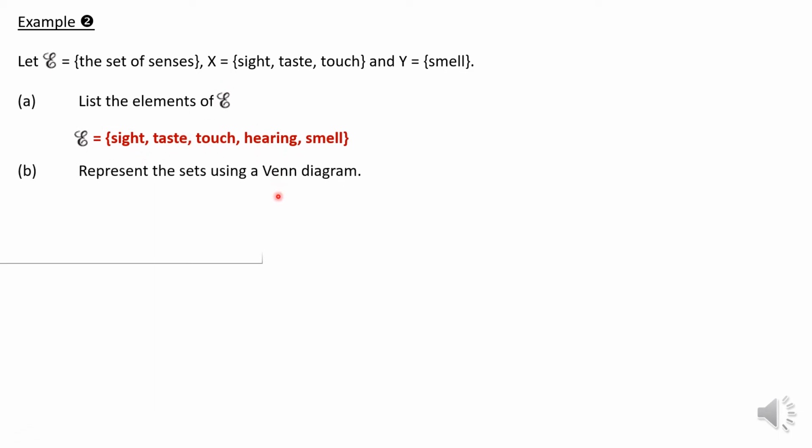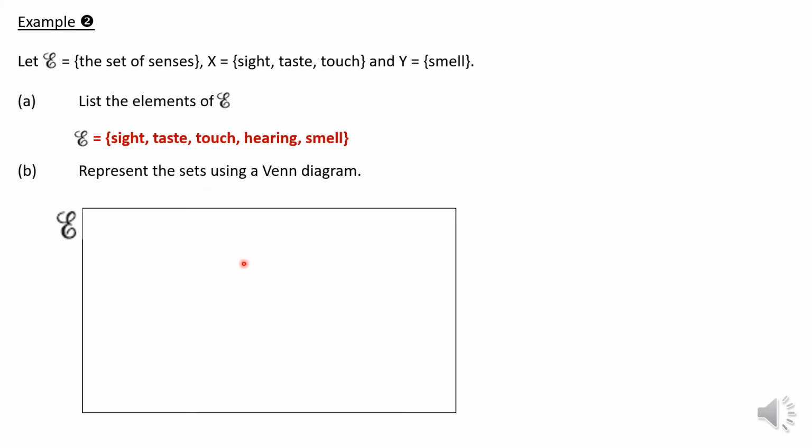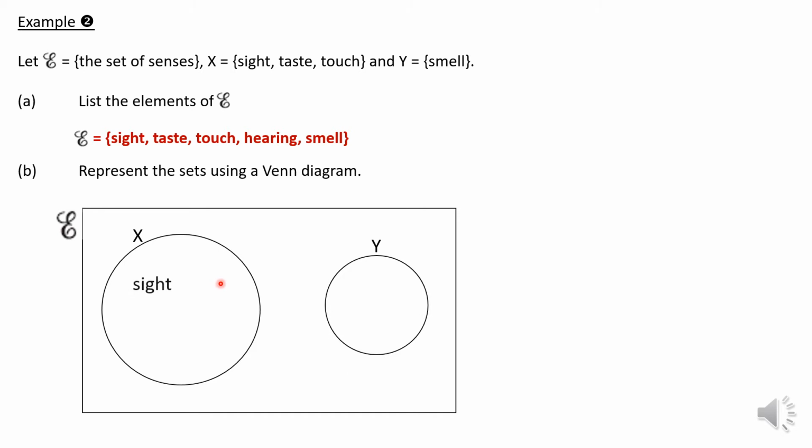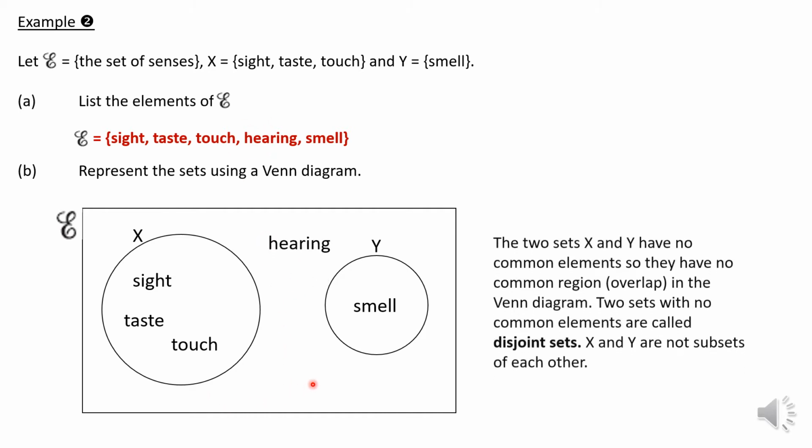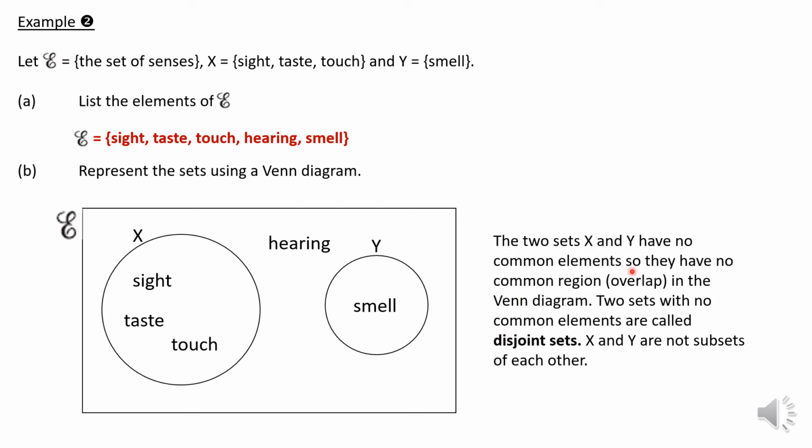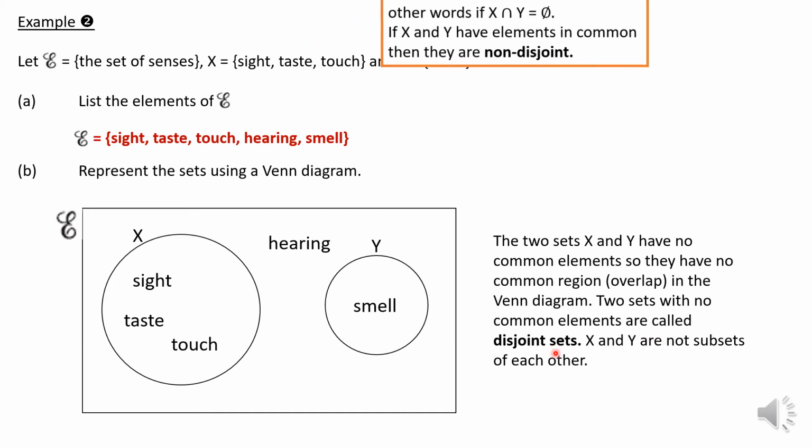So when you represent this information on a Venn diagram, you realize that the two circles are not going to intersect or overlap. So when you look at set X, where you have the sight, you have taste, you have touch, and set Y is all alone in there with the smell. And then there's something that they don't have in common, and we put that outside in a rectangle anywhere. So we realize that the two sets have no common elements, so there are no regions that overlap, so they are called disjoint sets.